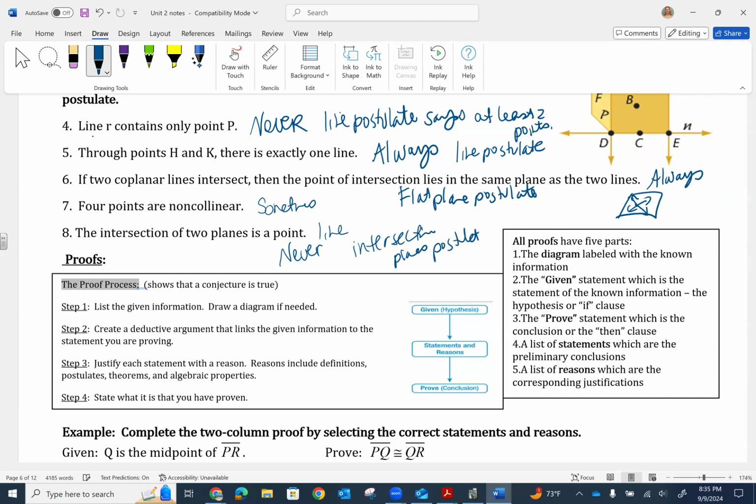And I think you could show an example of these four points that are collinear, and then these four points that are not collinear. So you can give an example.